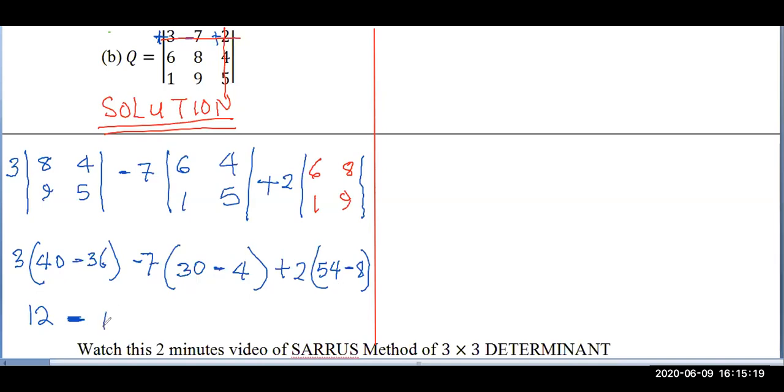So we have minus 182. Then plus 54 minus 8. What do we have? 54 minus 8, we have 46 times 2, and of course, we have 92. So, of course, you now add up and subtract. You have 92 plus 12 should give us 104. Then minus 182, and you have minus 78. So can I say, therefore, that the determinant of Q is equal to minus 78.